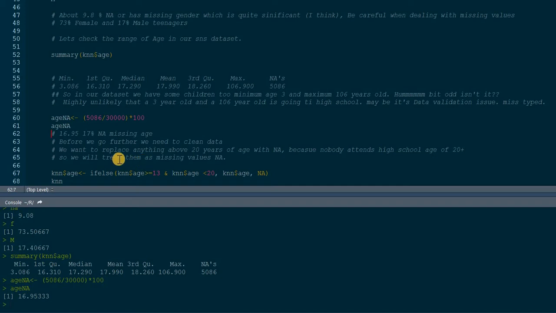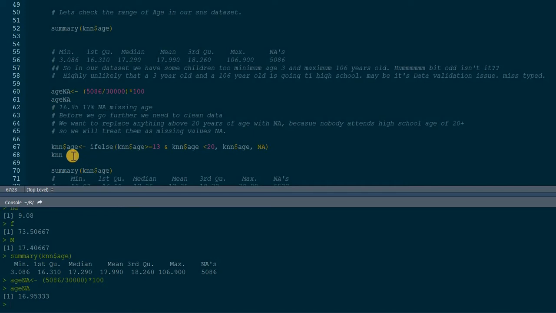So before we go ahead, we need to clean the data. What we want to do is replace anything above 20 years of age with NA. The reason is that you don't see anyone above 20 years of age going to high school, and again, below 13 is also highly unlikely. So this is how we do it. This is our data set. This is the column to which we want to apply these conditions.